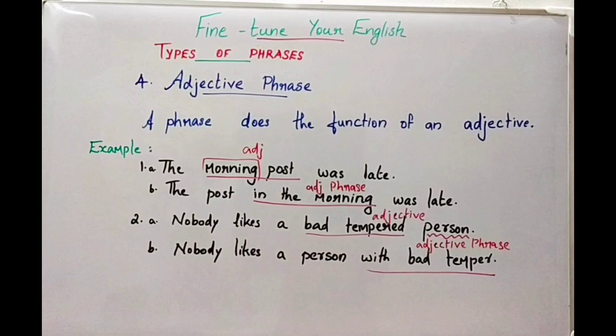But it is sure that there won't be a preposition. Nobody likes a bad-tempered person. There, bad-tempered is the adjective, and we can substitute this bad-tempered with an adjective phrase. See the next example. Nobody likes a person with bad temper. There, with bad temper is an adjective phrase. It begins with a preposition.